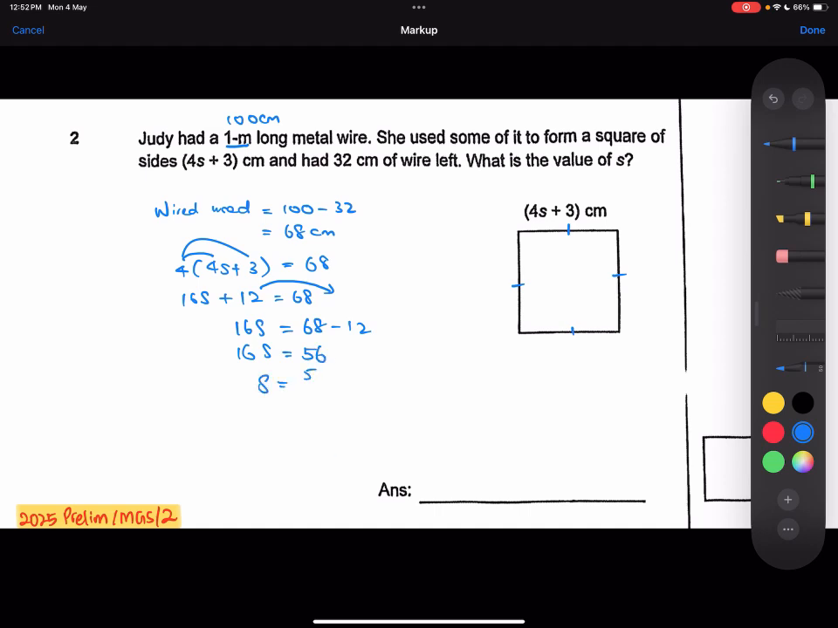s will be 56 divided by 16. s equals to 3.5 centimeter. Right, this is our answer, 3.5 centimeter.